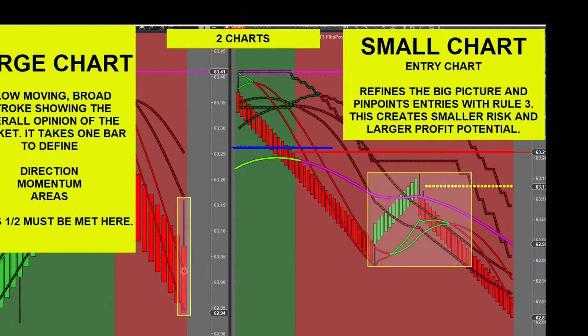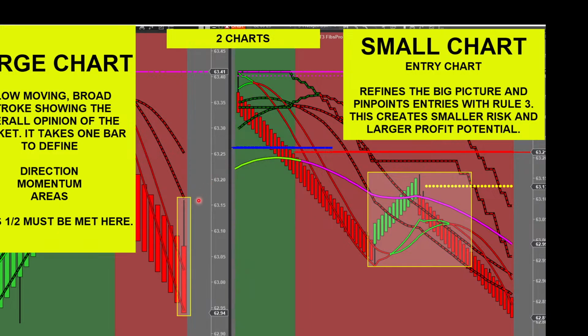And it'll define the areas that could be problematic, those potentially likely to stop the market. And that's going to make sure that rule number 2 is in play. So rules 1 and 2 have got to be met on that large chart, and when they are, you'll go to a small chart. This is your entry chart. And the small chart refines the big picture. It pinpoints entries with rule number 3, and this creates smaller risk and larger profit potential.